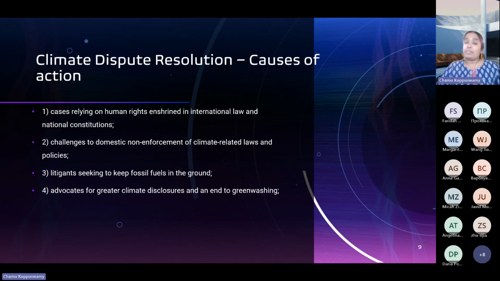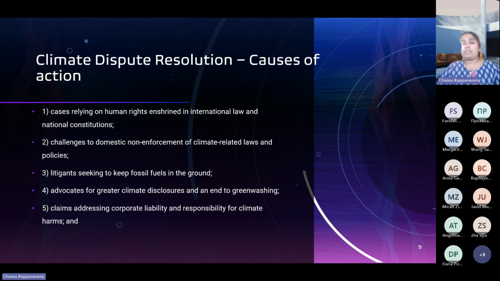Advocates for greater climate disclosures and an end to greenwashing. Greenwashing is when there is a claim to say we have reduced emissions, but it is not necessarily clear that they actually have reduced it. It's a way of fraudulent behavior, to claim or overclaim what the emitter is doing. So there have been cases questioning this approach, and to give more data, climate disclosures. What are your emissions? Where do they come from? What changes have you made in moving from what you said you would do to what you've actually done? So, greater transparency.